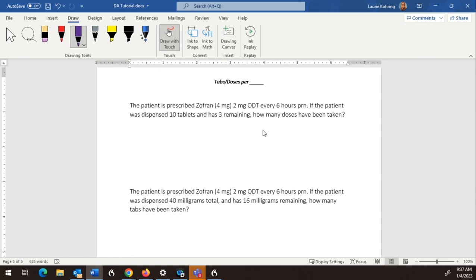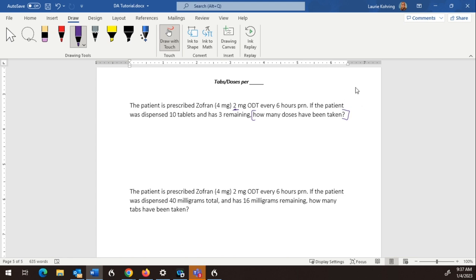And we're looking for either tabs per day, or how many were given, as the kind of problem that you'll see with these. So we have doses that have been taken. We have a patient that was dispensed 10 tablets and has 3 remaining. So how many doses did they take? And we have a dose of 2 milligrams every 6 hours. So we have to figure some things out first. So we dispensed 10 tablets, but they have 3 remaining.